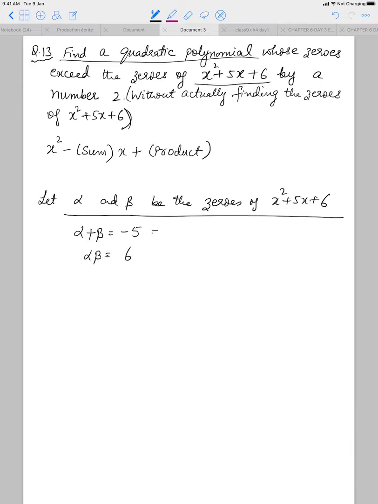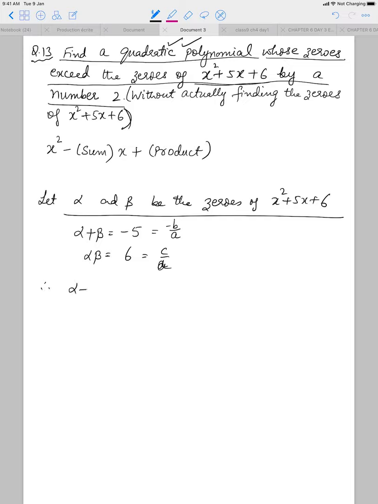How did you get minus 5? By the formula minus b upon a, and this is by the formula c upon a. Okay. So if alpha and beta are the zeros of this polynomial, what can you say about the zeros of the quadratic polynomial which you have to find? It is given that the zeros of this quadratic polynomial exceed the zeros of this polynomial by a number 2.